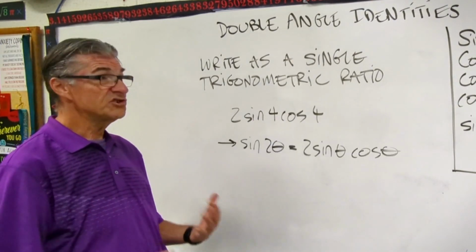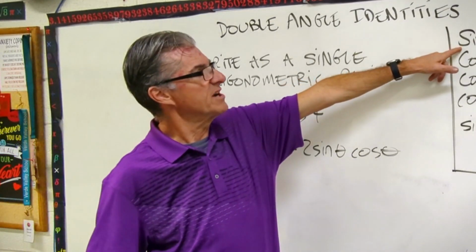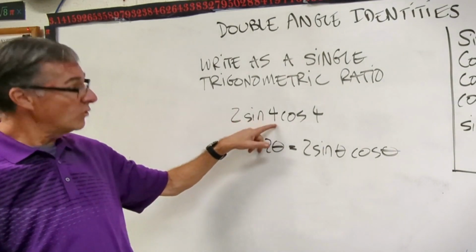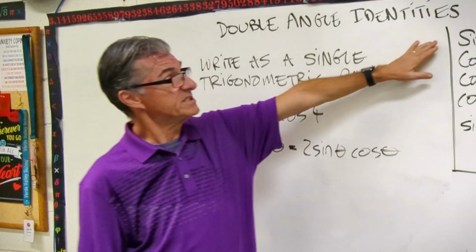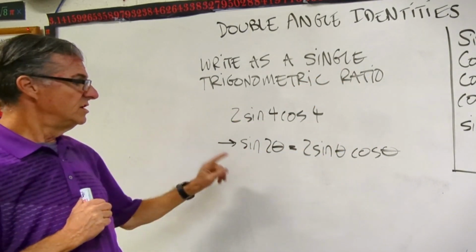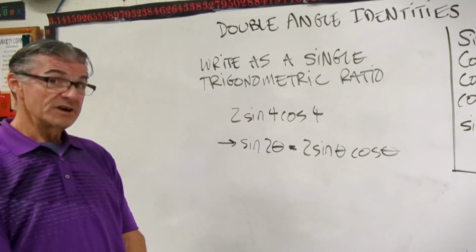All right, if you weren't sure which ratio, I did that step for you. It's this first ratio here. That's the one that applies because we have 2 sine 4, cosine 4. So that fits that pattern. So if you haven't finished this one, now pause the video, use this ratio to write that as one ratio.